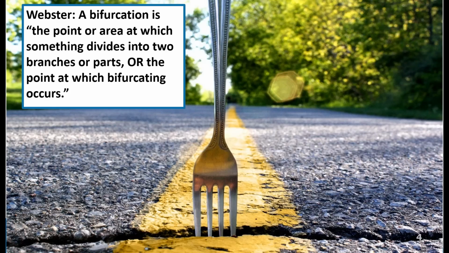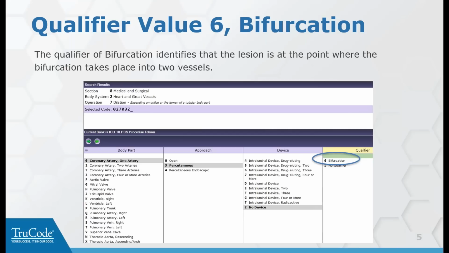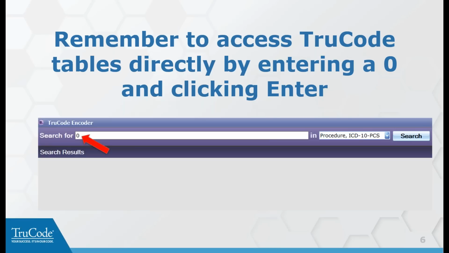Now, I did want to remind you that when you're using TrueCode, the easiest and the fastest way to get to the tables is just to put a 0 on the line and click enter. And so you'll see a couple of screenshots of TrueCode today. I just wanted you to know that you do not have to take the time to go to the index. You can go 0 and you can just pick all 7 characters and you'll be done.